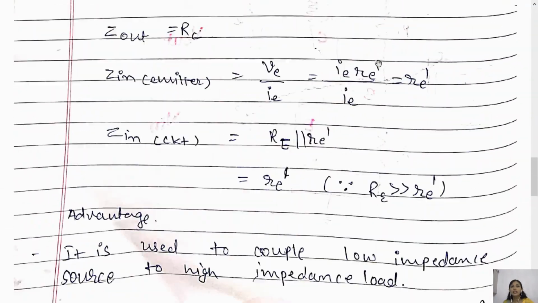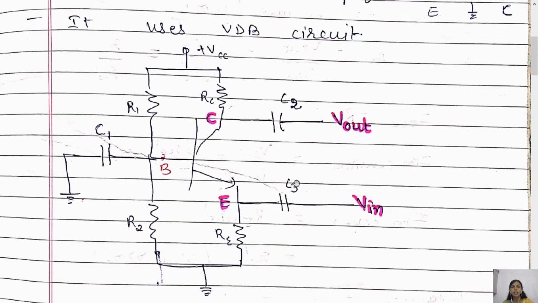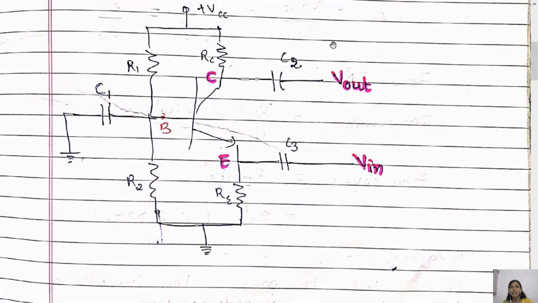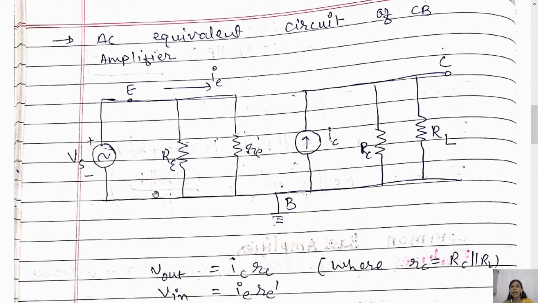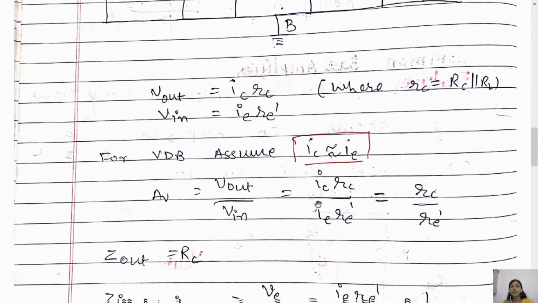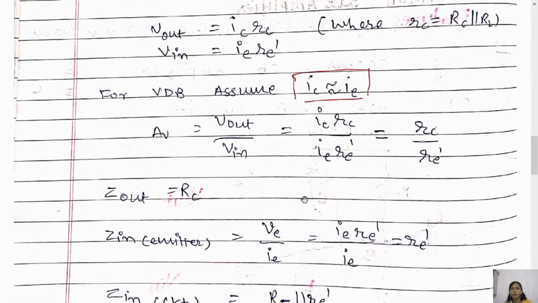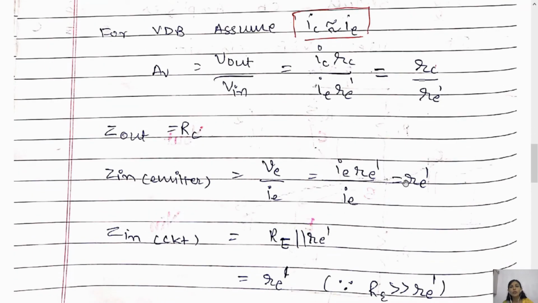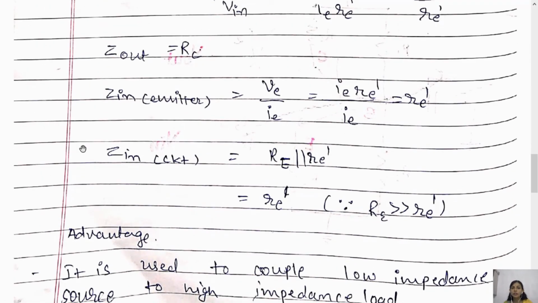So let me repeat again. This is the DC biasing circuit of the BJT CB amplifier. CB means common base. For DC, we are using the voltage divider biasing circuit. Input is given to the emitter and output is collected from the collector. And this is the pi model, the AC equivalent circuit. According to that, I have derived the voltage gain, which is the ratio of output voltage to input voltage, and the final answer is RC upon RE dash. Zin is equal to RE dash, and Zin of the circuit is also considered as RE dash.